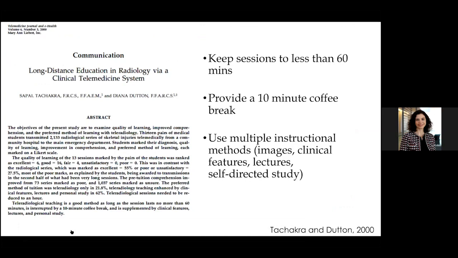Just a couple of key points. In general, they found that it was beneficial to keep sessions to less than 60 minutes because everybody's attention spans out and you can't really get much productive learning beyond that. They really needed to have a 10-minute break somewhere in that 60-minute period. And again, the use of multiple instructional methods, images, clinical features, lectures, self-directed study, all combined together was generally more productive than any one method alone. And the next slide.